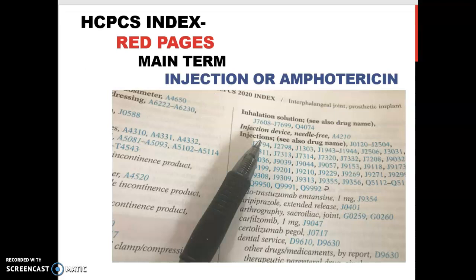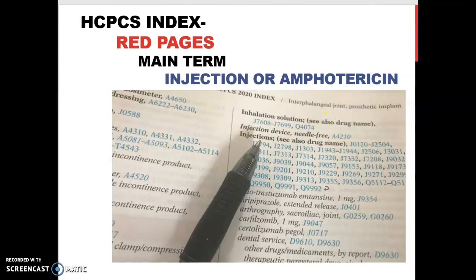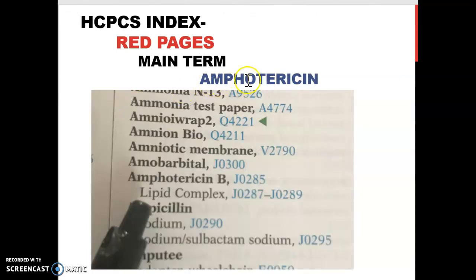But for the drugs, actually we can go to the index first. And we can find injections, and you can see these are the red pages of the index. I'm looking for the main term, and the main term is injection here. If you cannot find injection, look for amphotericin, the name of the injection, which you do also see in your index again. So there's not just one medical main term, there could be several. You just have to find the one that helps you find the correct code. So we're looking for amphotericin B, and it's giving you the code J0285.